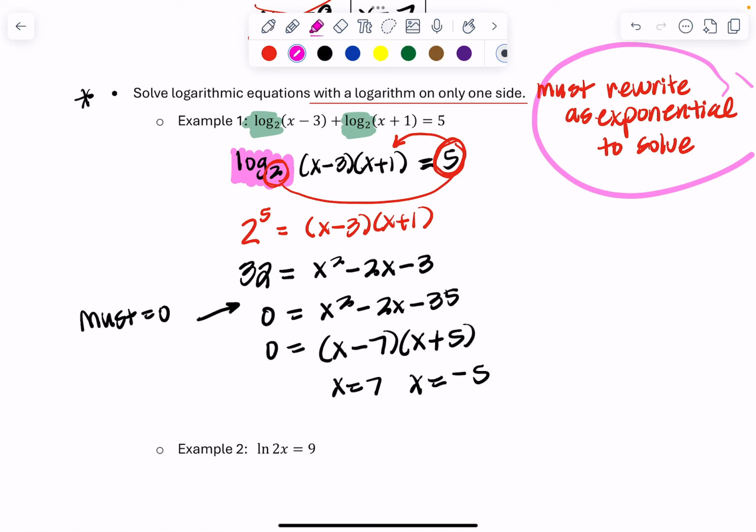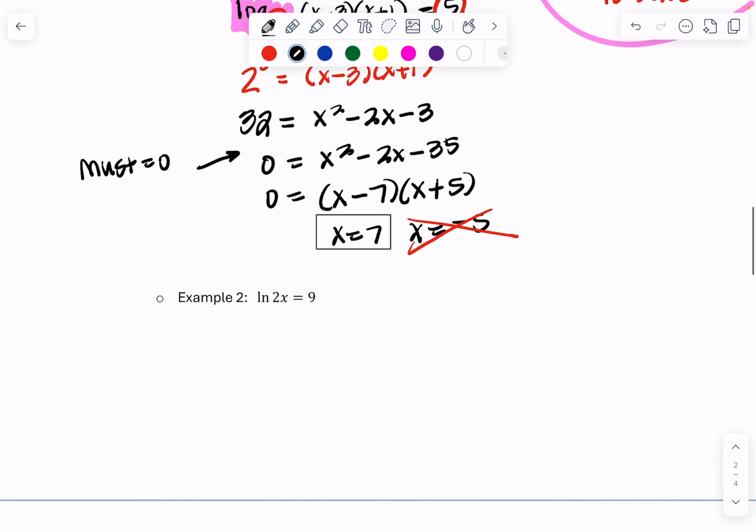So when I look back at these things, the argument behind it, I got x minus 3 and x plus 1. If I plug in negative 5 in those, would it give me a negative? Yes, it would. So that means this one doesn't work. The only answer here is 7. It's a coincidence it's the same answer as the one above, okay? Don't think they're all answer 7.